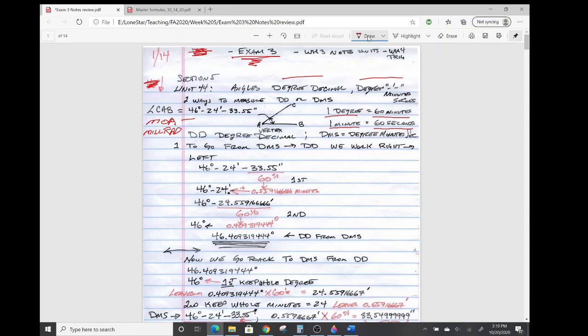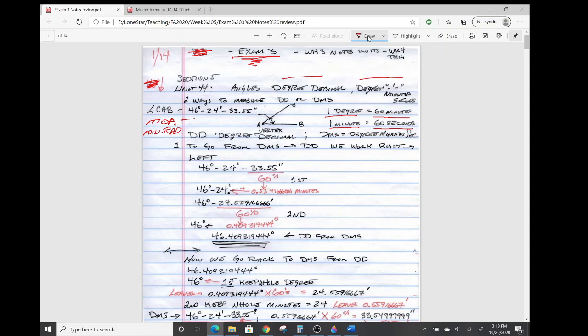However, you don't put degrees, minutes, and seconds in a CNC program, and you don't plug it into a DRO. You plug in degree decimal. So, we need to understand how to convert from degrees, minutes, and seconds to degree decimal and back and forth.